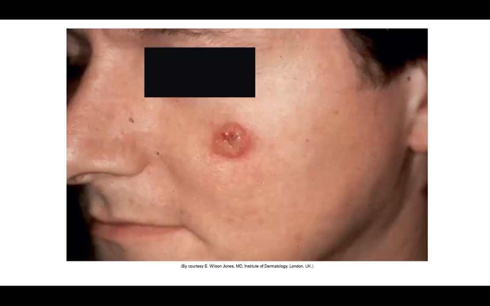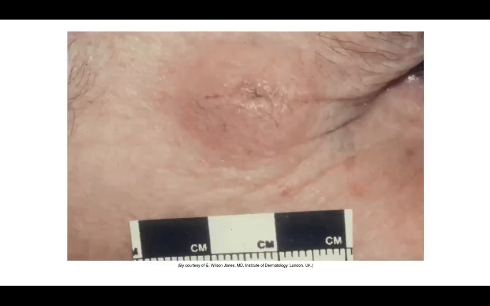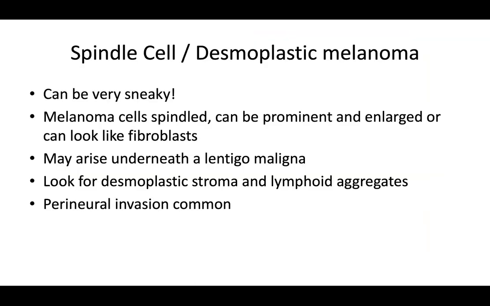So here you see an ulcerated papular nodule on the face of a relatively young patient. Again, this is more of a sclerotic or fibrotic looking plaque, looks to be just lateral to the right eye here. They can be very sneaky, and that's because the melanoma cells are spindled. They can look like fibroblasts on the pathology. They may arise underneath a lentigo maligna. And that's oftentimes how I'm going to clinch the diagnosis, is I'm going to see a lentigo maligna on top.